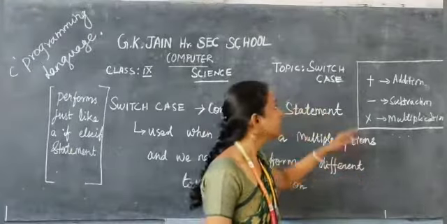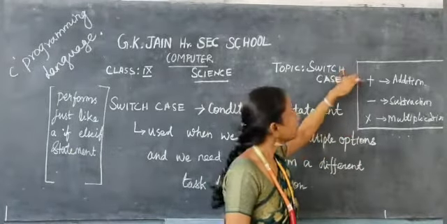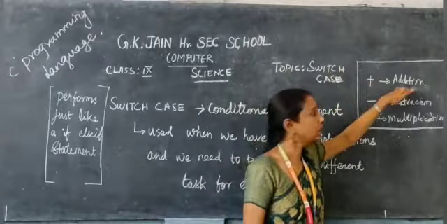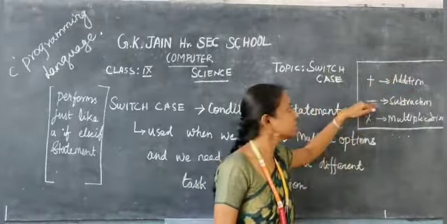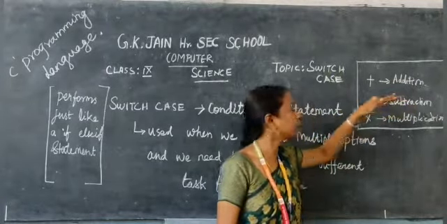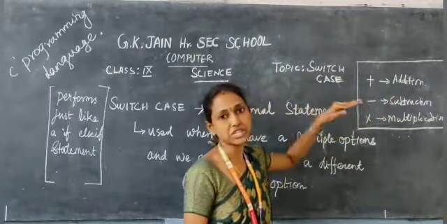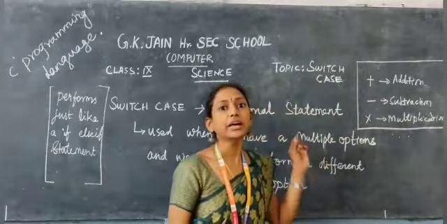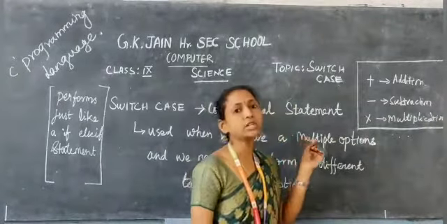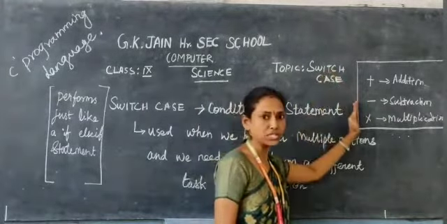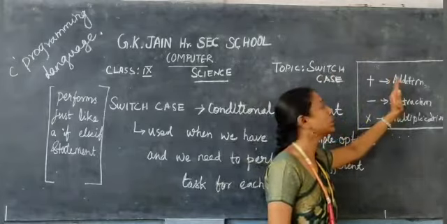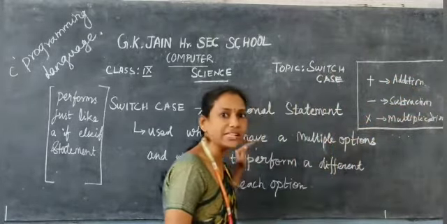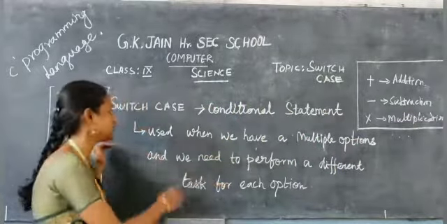For example, here we have three options: plus, minus, multiplication. Plus is going to perform an addition operation, minus is going to perform a subtraction operation, and multiplication is going to perform a multiplication operation. Based on the input given by the user, the case will perform addition or subtraction or multiplication. So that is done by the switch case statement.